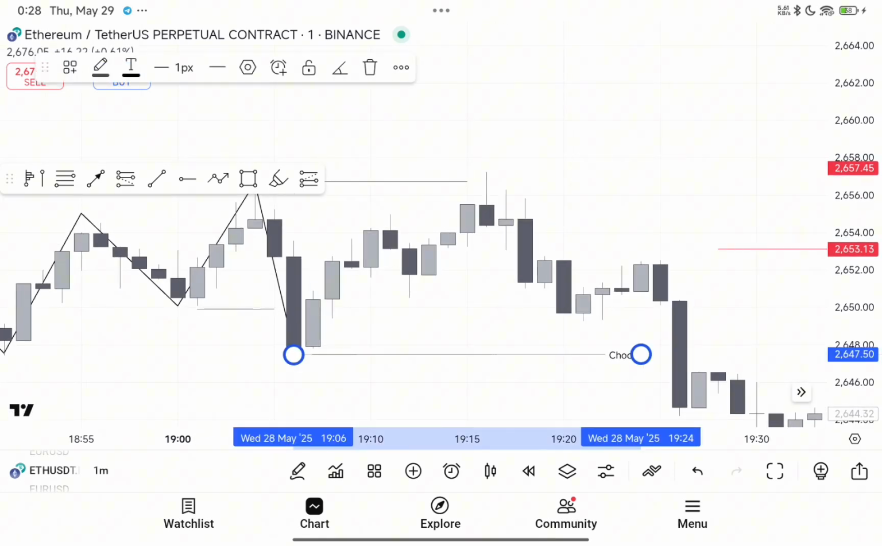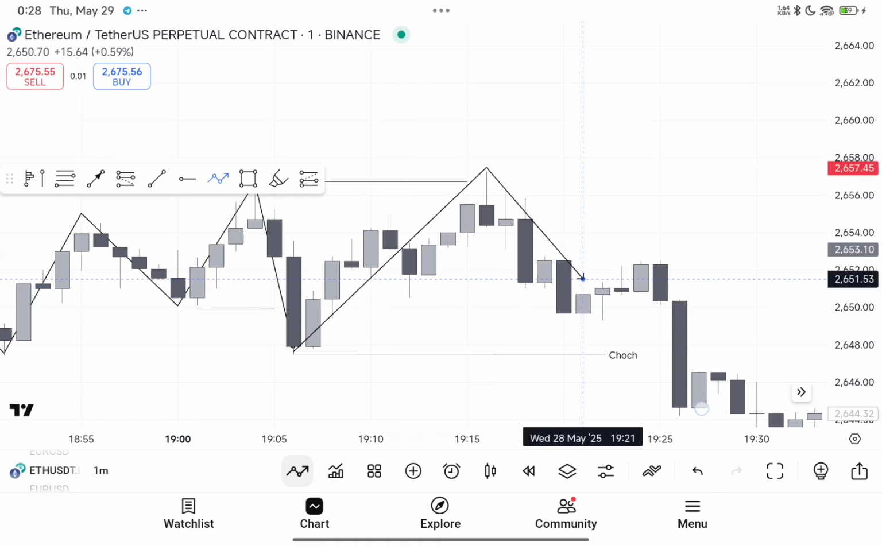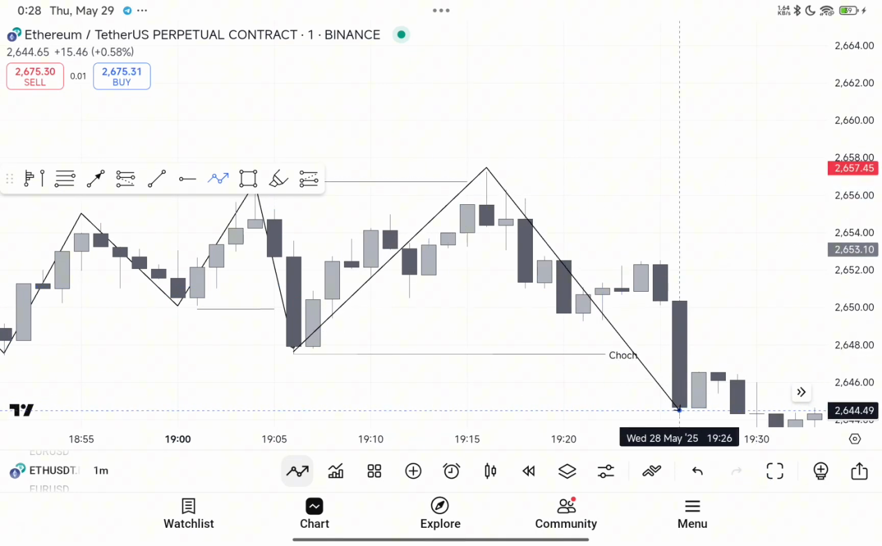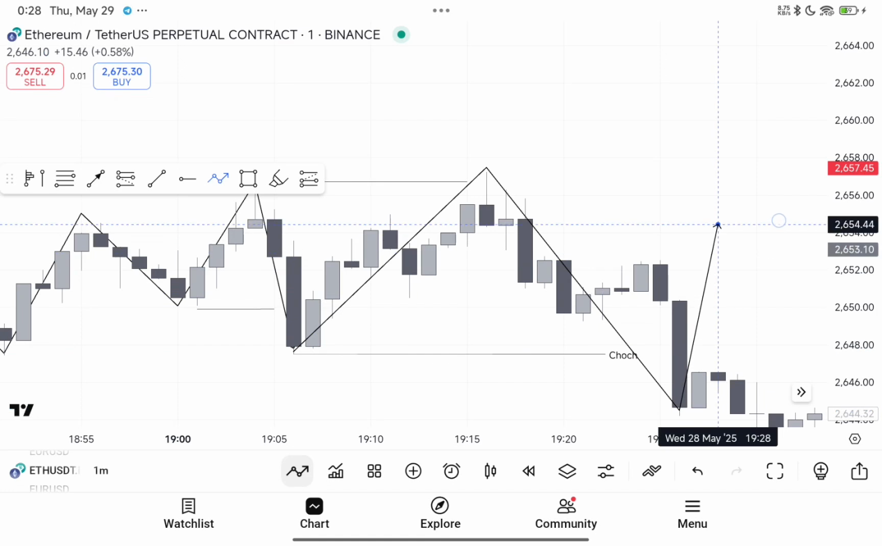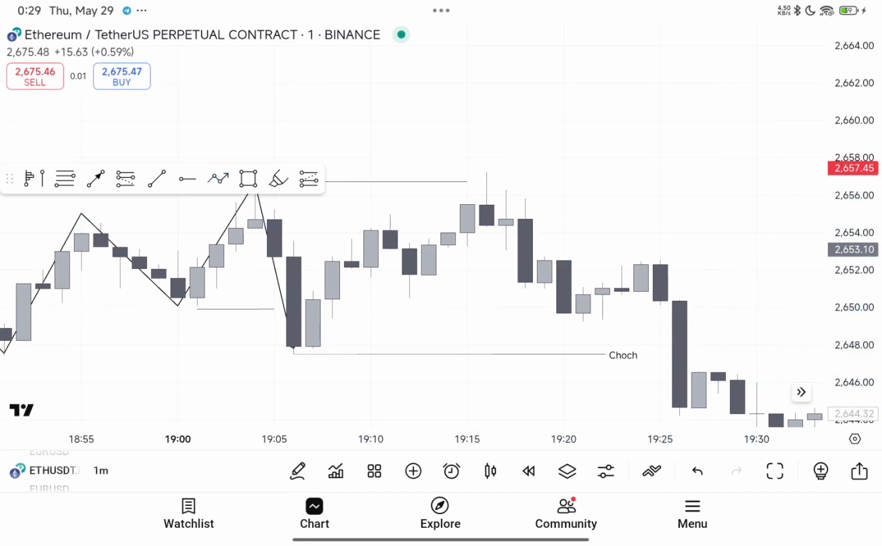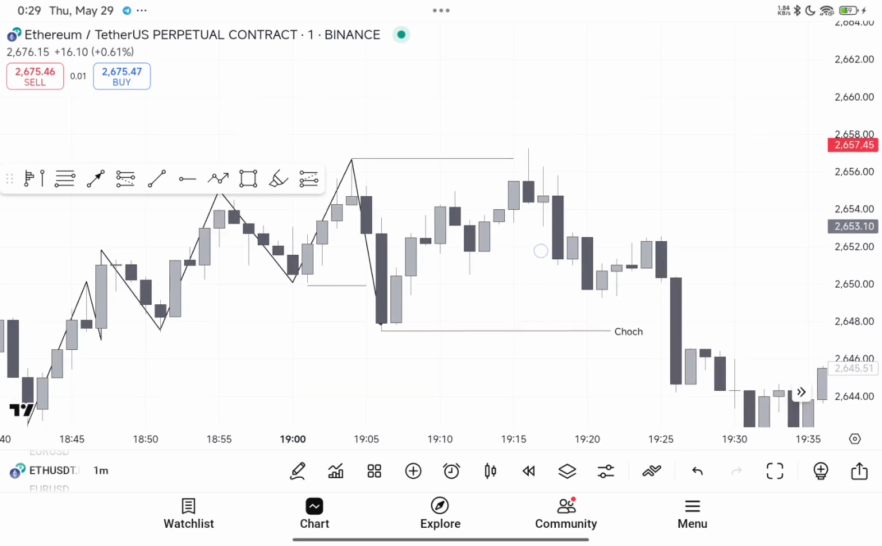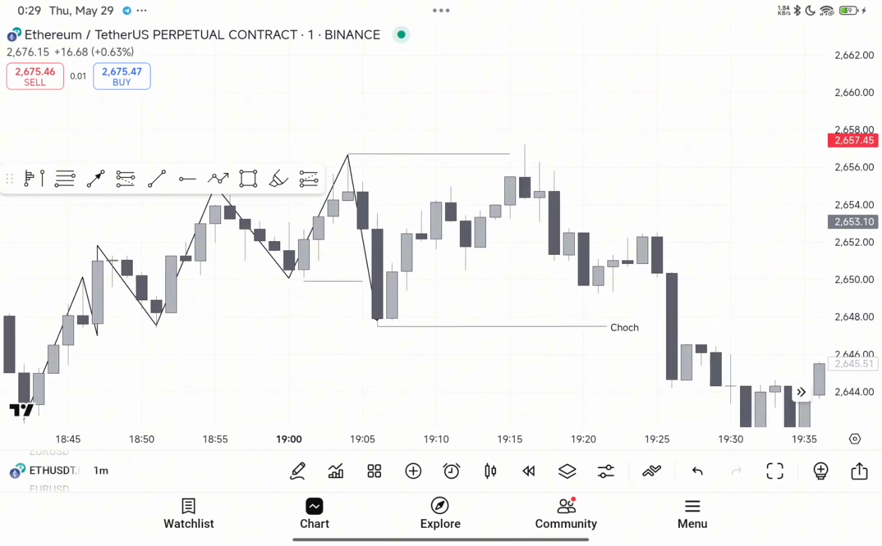Now what's the next thing? After identifying the change of character, the next thing you want to identify is where you want to take your trade from. Okay, market has done the high here, the low. It has not done a high here, another low. So we want to know where will the market retrace to and sell again. Are you following me? So that's the next thing. I actually have a video where I explain the two kinds of entries I use to take my trade. So the first one is fib.